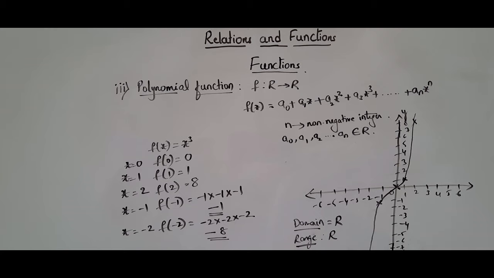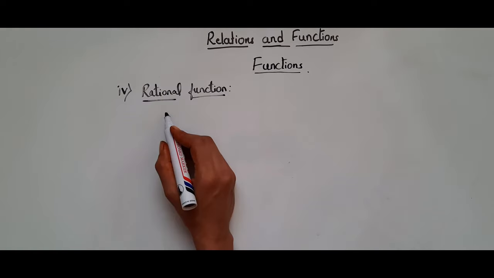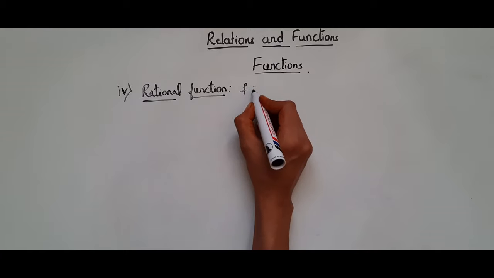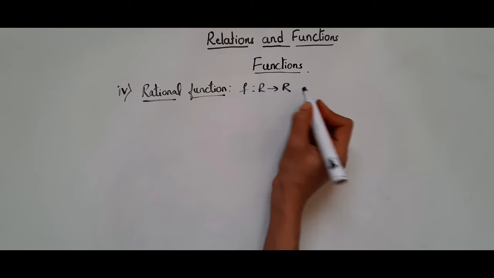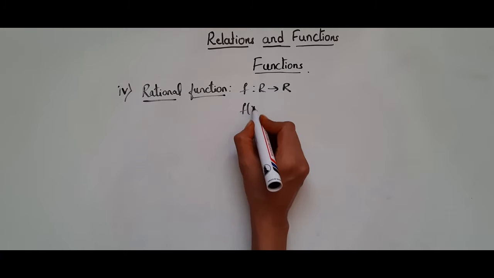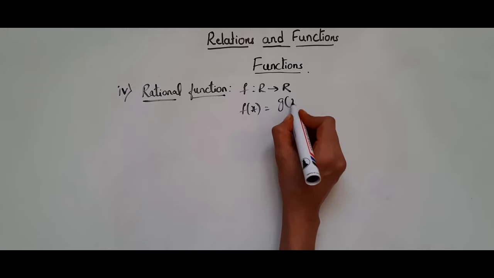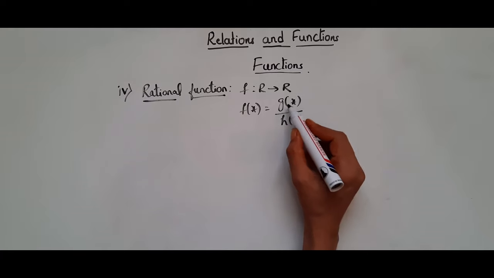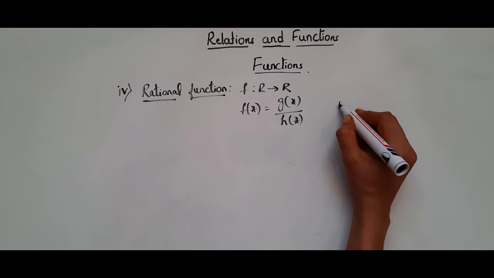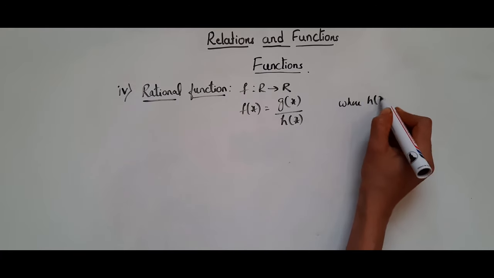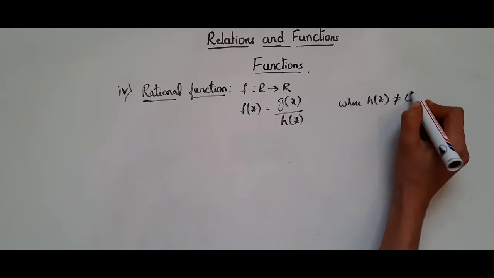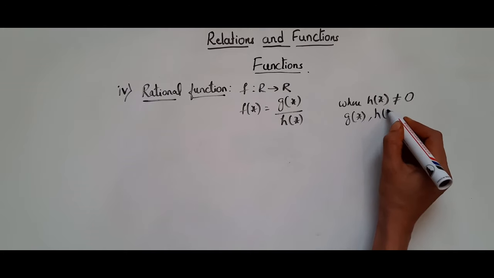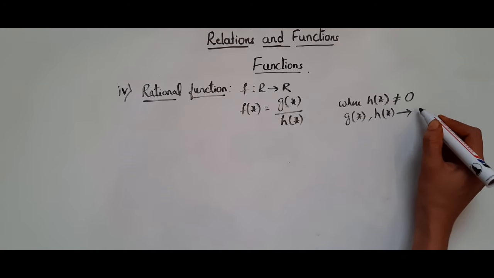I hope this is clear. Now let's move on to the fourth function, that is the rational function. The function is defined from real numbers to real numbers, of the form f of x is equal to g of x by h of x, where h of x is not equal to 0, and these two expressions, g of x and h of x, are algebraic expressions.